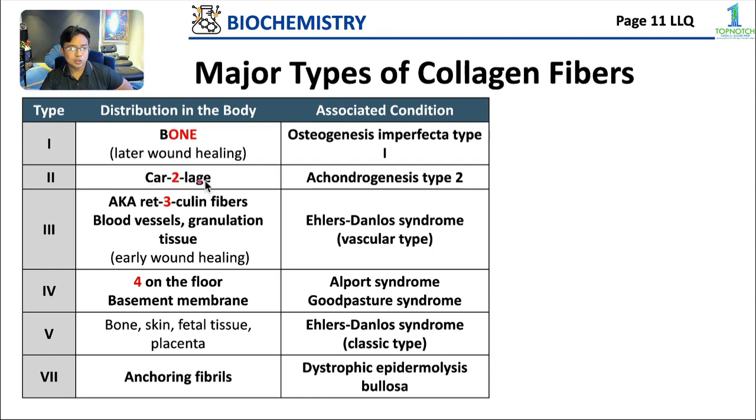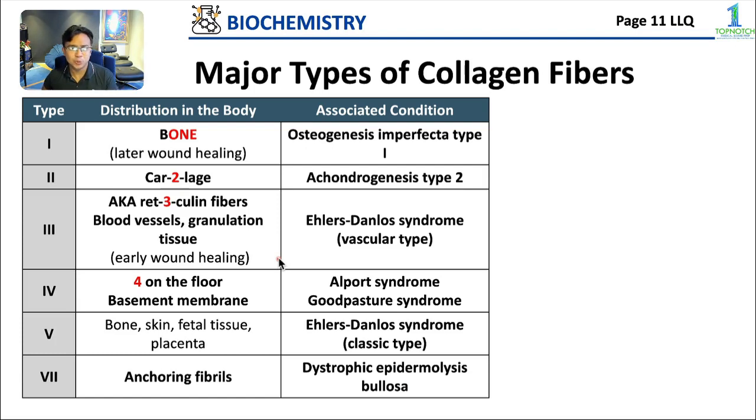Okay, if you have achondrogenesis, you have a problem of your type 2 collagen. If you have your reticulin fibers, those are your type 3. They are found in blood vessels and granulation tissue. And they are mainly found as a defect of your Ehlers-Danlos syndrome, vascular type. Now, before heading to the other types, take note that collagen formation is important in wound healing.